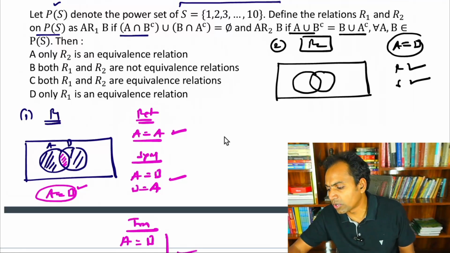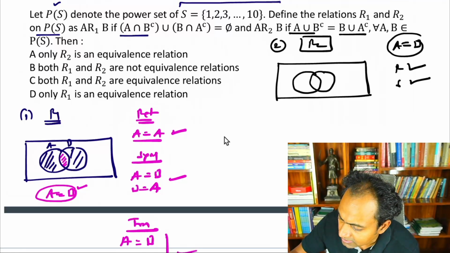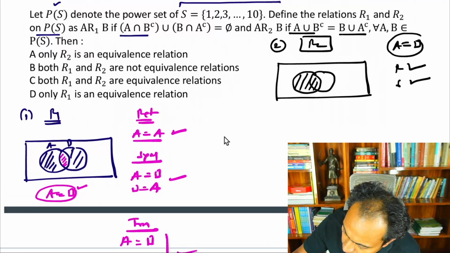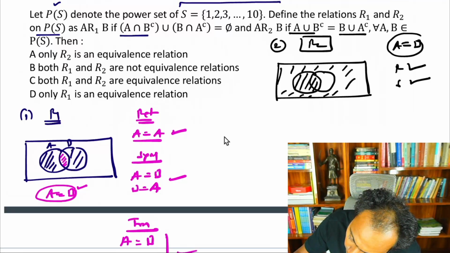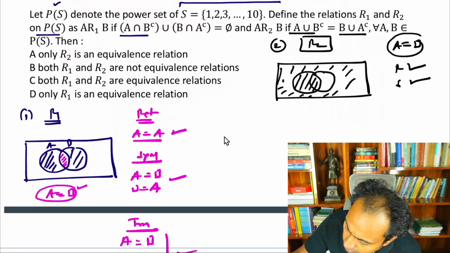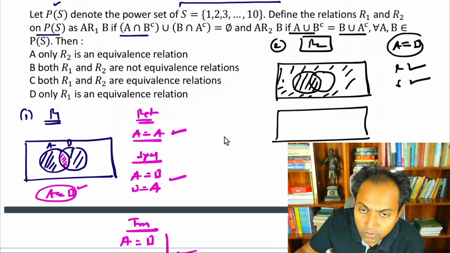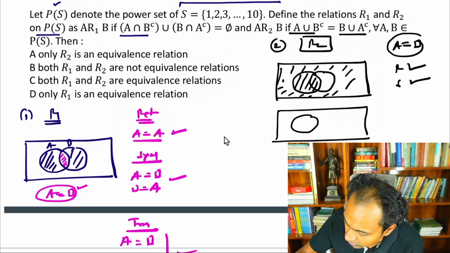Now if you closely observe, what they are saying is A union not B. So A will definitely come and not B will also come. So you can see that this portion is equivalent to, if I draw another Venn diagram, so you can see that this portion is equal to this portion.